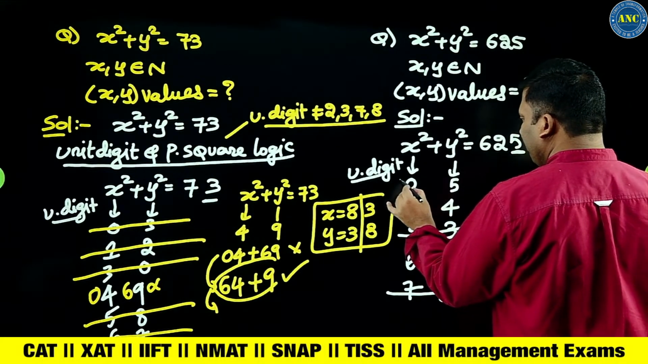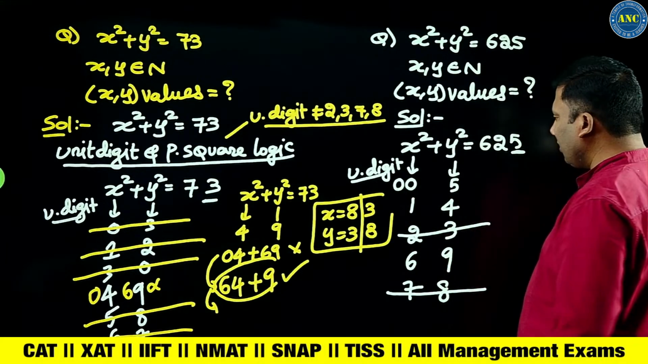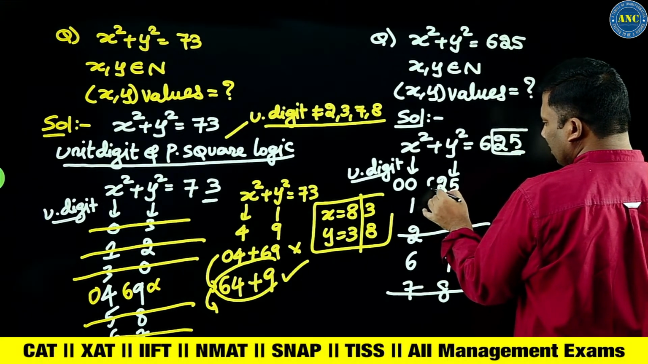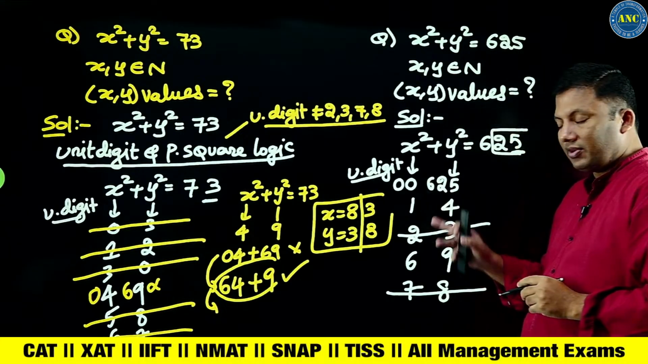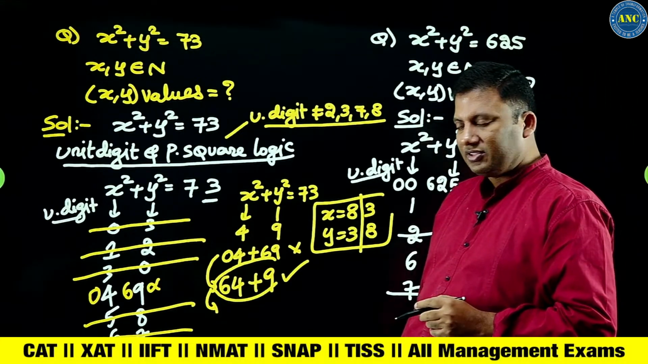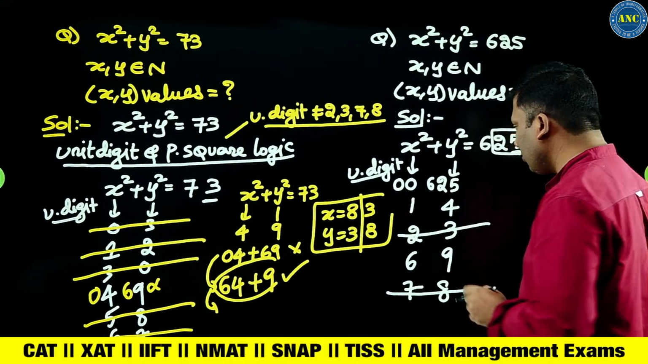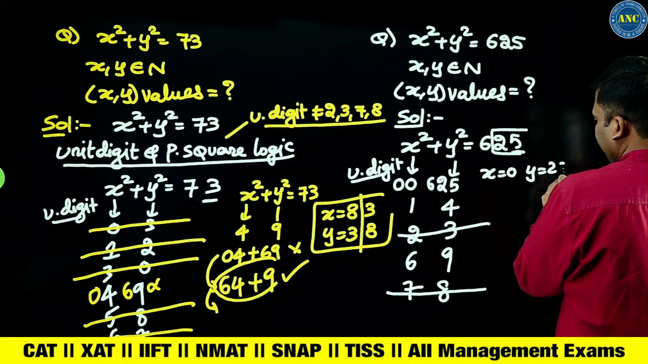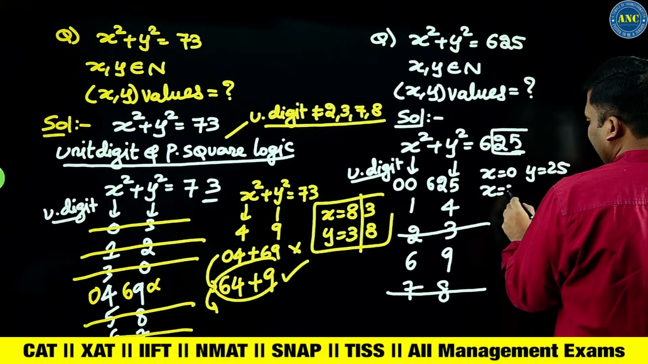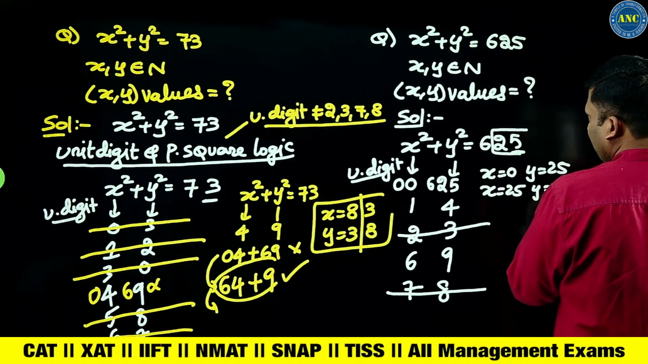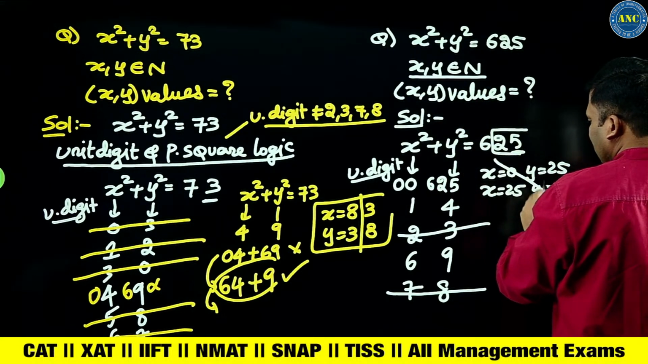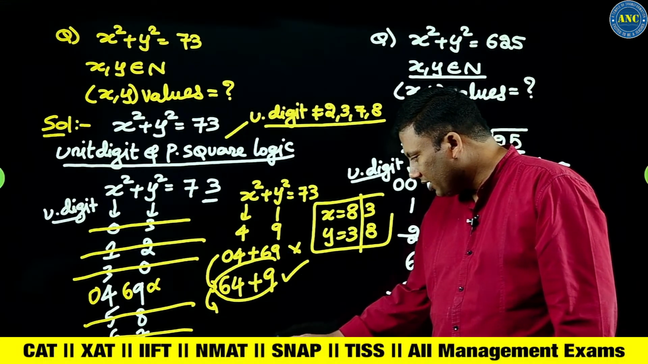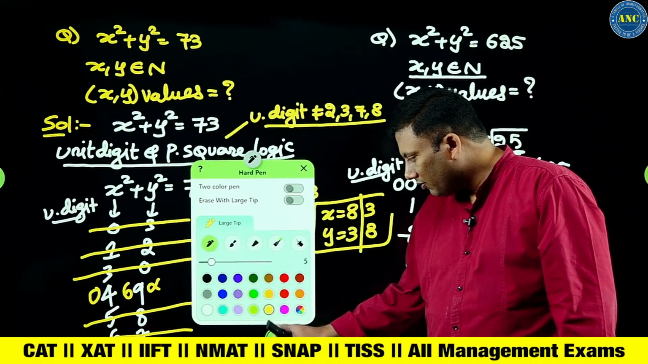0, 5. Any perfect square ends with an even number of zeros. The last two digits are 25. This has to be 625. So, the tens place has to be 0. That means x can be 0, y can be 25. X can be 25, y can be 0. But the question is, x and y are natural numbers. This case eliminated. This case eliminated. Are you all with me?